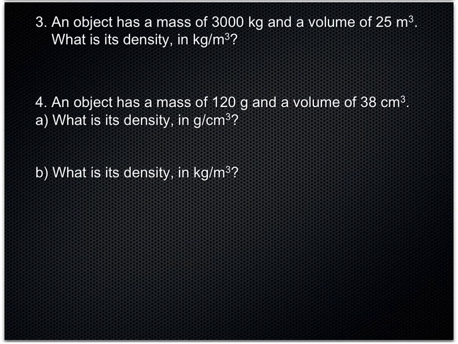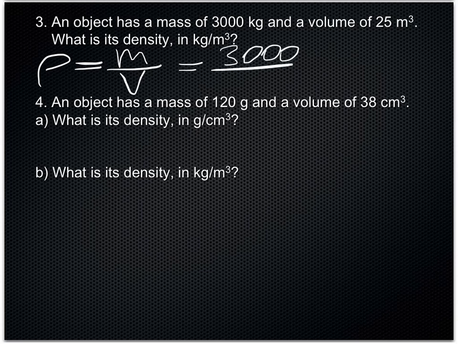Example number 3, an object has a mass of 3,000 kilograms and a volume of 25 cubic meters. What is the density? Density rho equals m for the mass over v for the volume. So we'd simply put these numbers in because the units are nice straight away. So 3,000 over 25. And that should give you 120 kilograms per cubic meter.